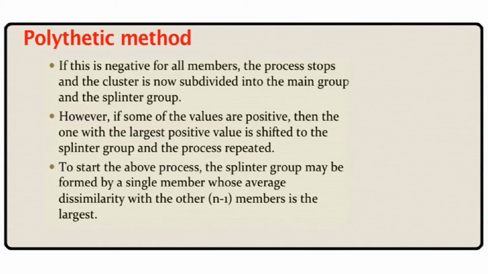But in a polythetic method, when we form the splinter group, usually what we do is we start with the main group, take out a single member which is farthest from the other members and take that to be the splinter group member, and then go on increasing the splinter group members one by one using this technique till all the distance values become negative.